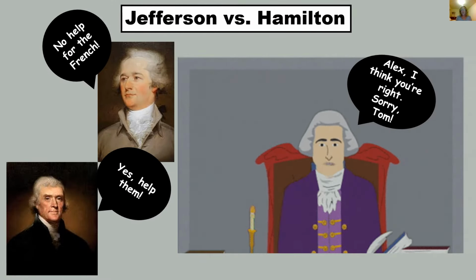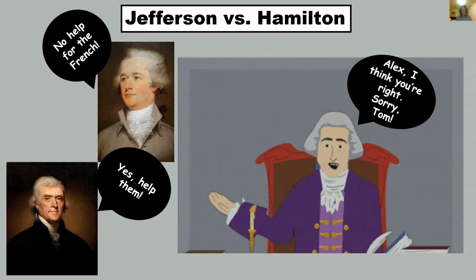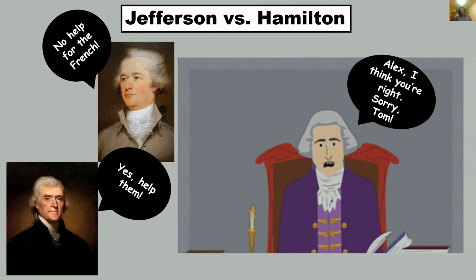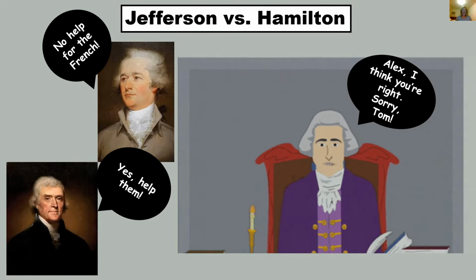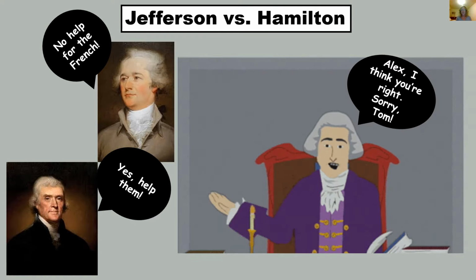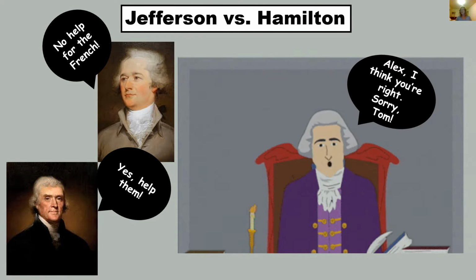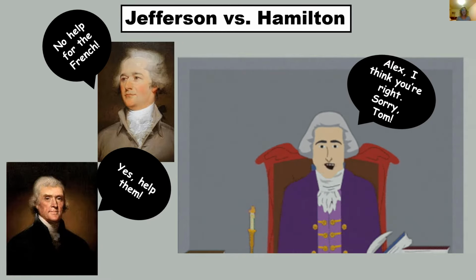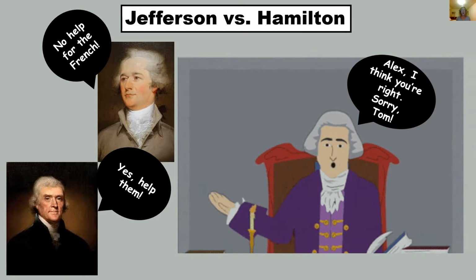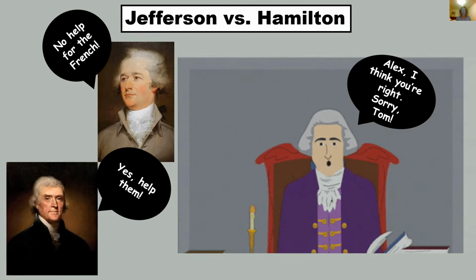Well, the first thing he does is turn to his cabinet. And that's why he chose these advisors. And he got conflicting opinions. Alexander Hamilton, the Secretary of the Treasury, said, no, don't help the French. This revolution is turning into a hot mess. They're running around cutting everybody's head off, and we don't want any part of it.